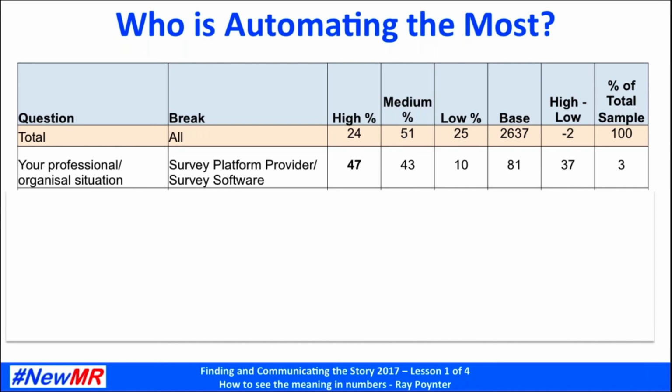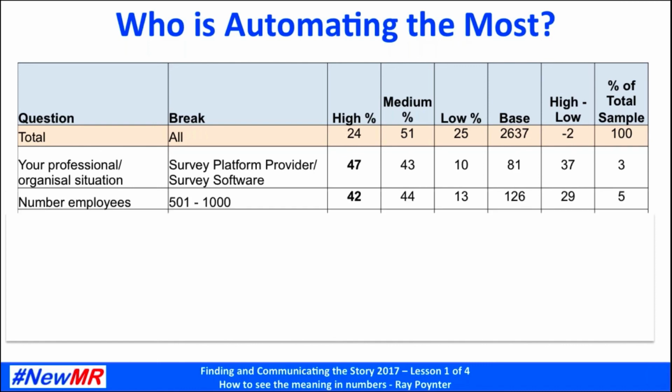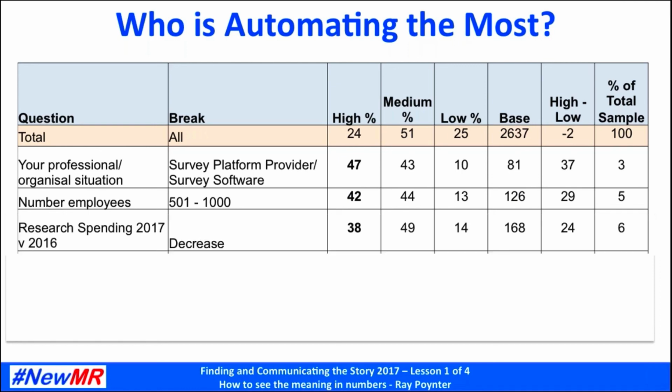So in the total sample, 24% are in the high and 25% are in the low. The biggest difference is between the people in the software business. It's not surprising. So that is one of those findings which is a validation of your thinking, but is not a particularly interesting piece of information. Number of employees. So if the number of employees is between 501 and 1,000, you are more likely to be using automation. So we start to think, well, is it to do with bigger companies?